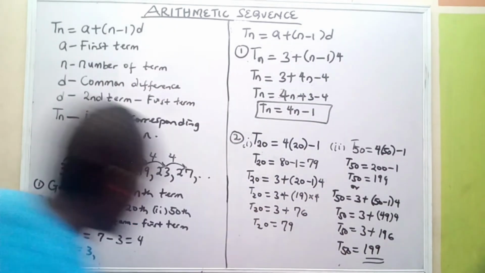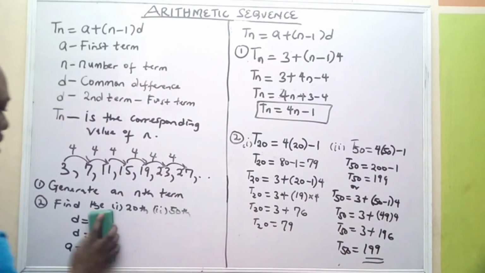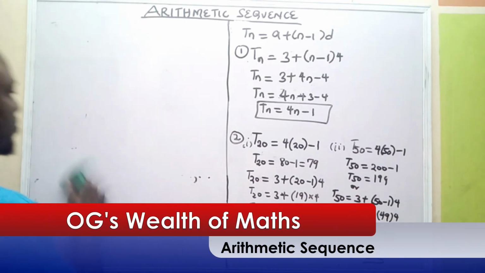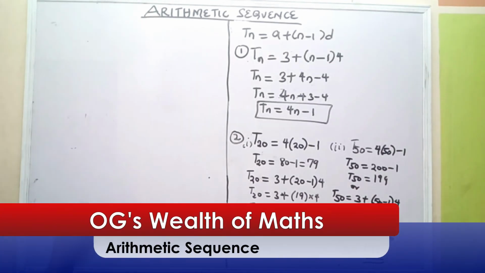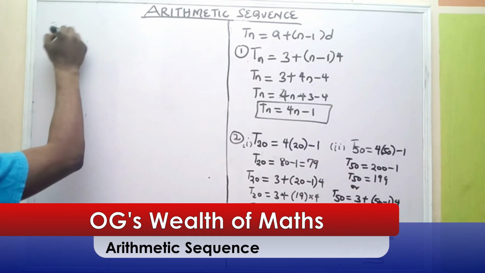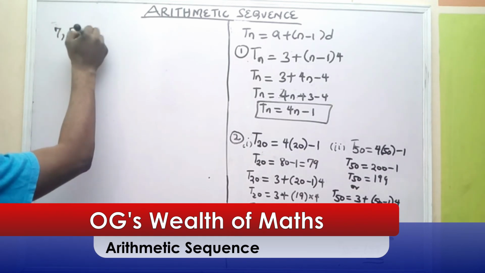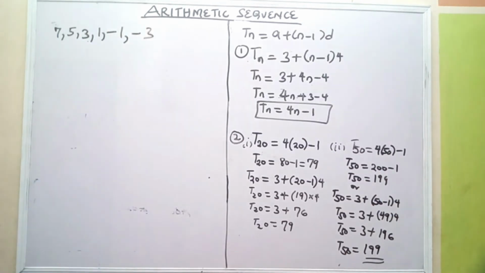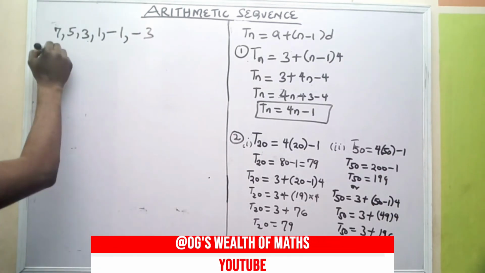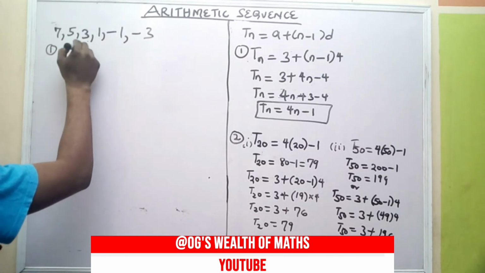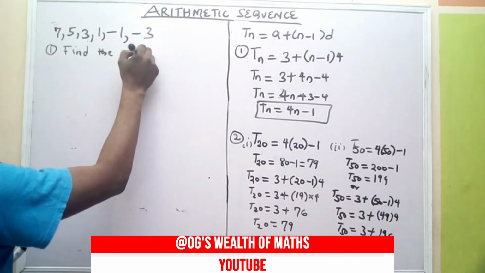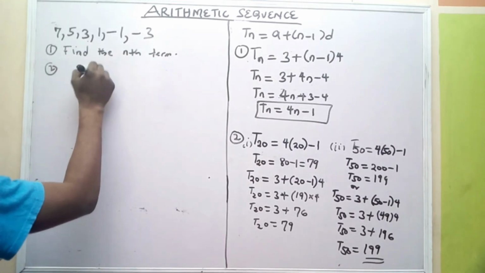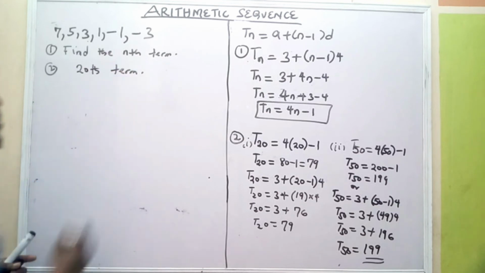Now I'm going to take one more question and then we end the class. Let's take one more question. Now if we have, let's say we have 7, 5, 3, 1, minus 1, minus 3. Now in this sequence we want to find what? We want to find the nth term, then we want to find the 20th term.